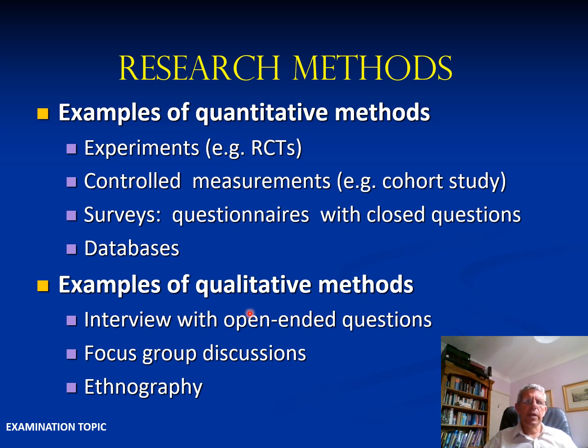Examples of qualitative methods are where we interview people with open-ended questions, or we discuss situations with focus groups of people, or there's a whole range of methods which are called ethnography, where we're basically observing people in their natural settings. And the thing about all of these methods is that they don't involve using statistical methods or numerical analysis. It's more describing what's going on in these situations. So there's a big difference between the qualitative and the quantitative methods.